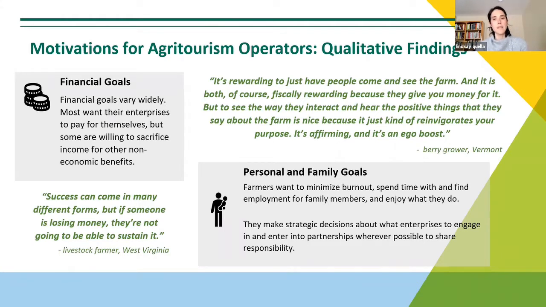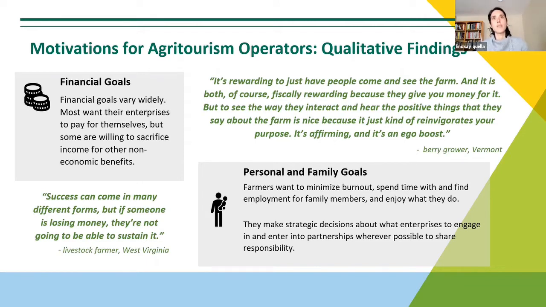A second theme that emerged was around personal and family goals. So farmers want to minimize burnout. They want to spend time with their family and find employment for family members. And they want to enjoy what they're doing. And they make strategic decisions about what enterprises to engage in and enter into partnerships wherever possible to share responsibility. Many talked about using agritourism to increase quality of life, in part in order not to get an off-farm job, but also to allow them more time with their family members by remaining on farm.